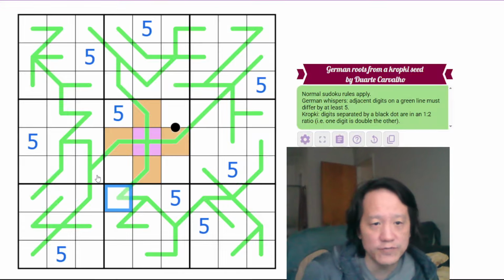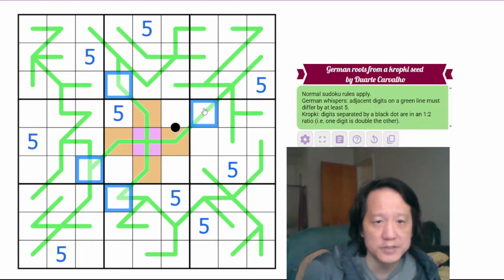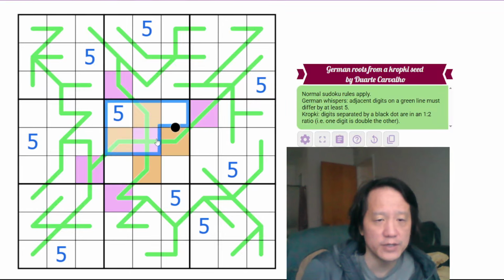That means the neighbors of those must be all the same set. So these, and therefore, and also in the central box, all the remaining cells that are not 5 must be the same set as the pink, right? Because we have 4 orange cells already. So these are all pink.